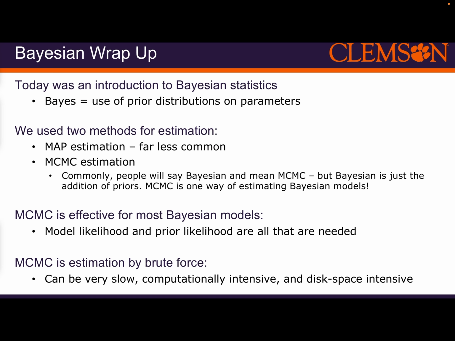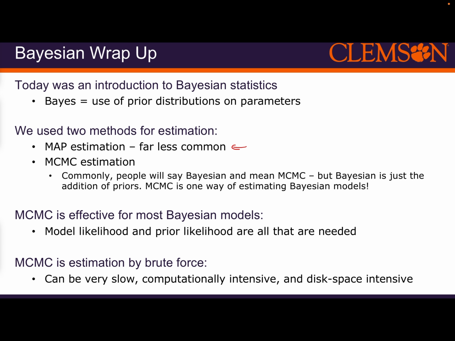Well, that'll be it for Bayes today. It's an introduction to Bayes, not even having you go and run analyses yourselves, just to see how Bayesian works. But just remember, Bayesian statistics includes the use of prior distributions for parameters. We use 2 methods for estimation, MAP and MCMC. MAP is not very common, although it does exist occasionally in different software packages.